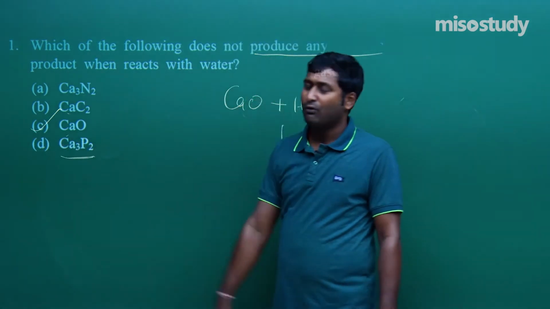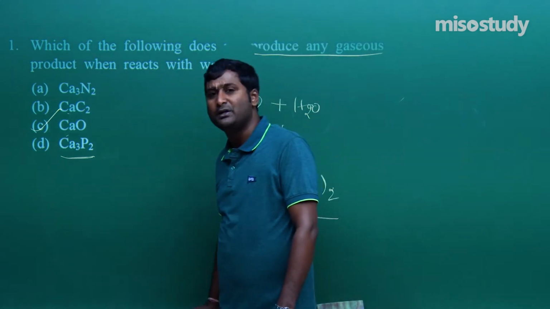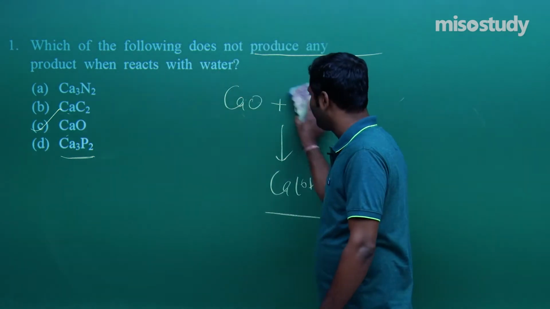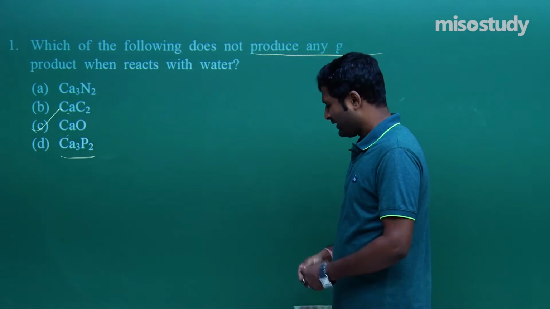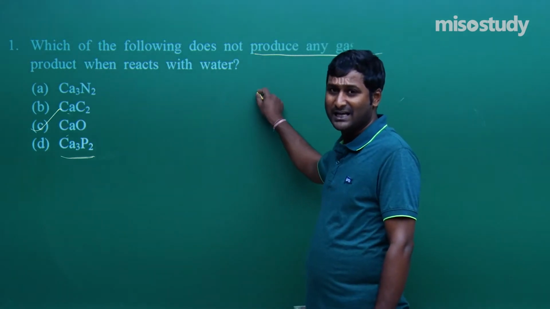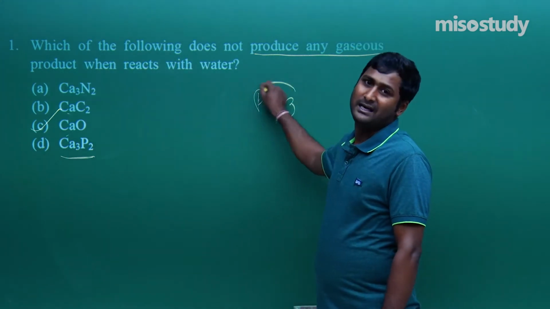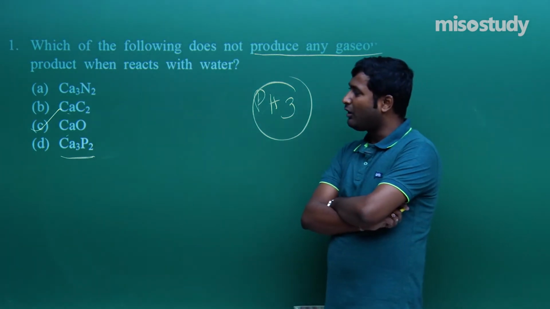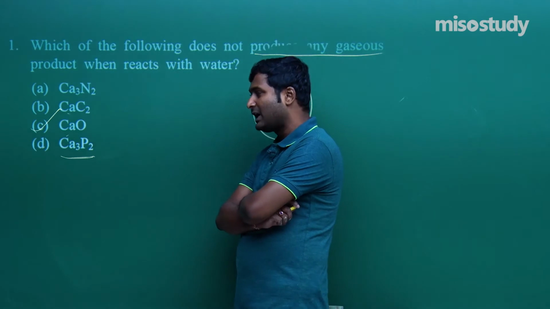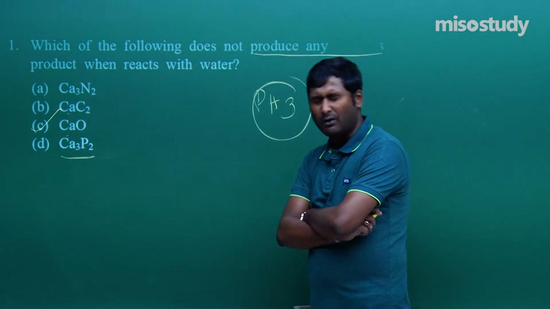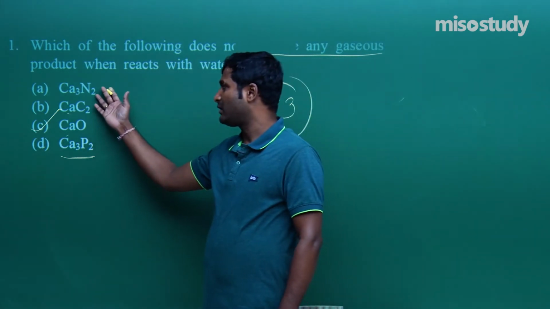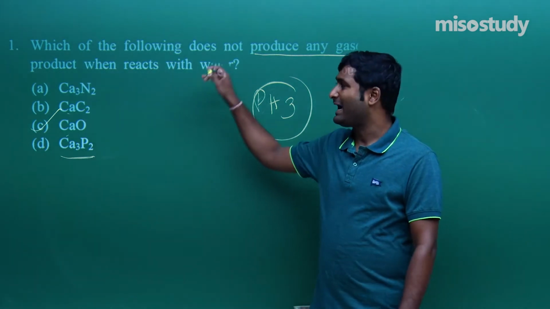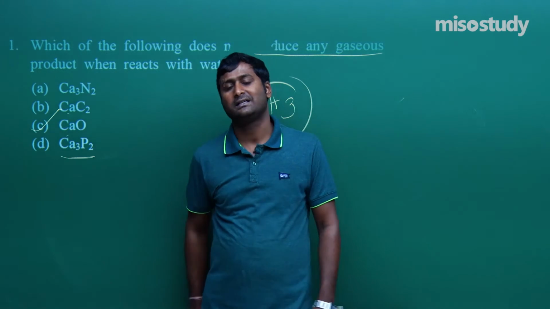What about the fourth option, Ca3P2, calcium phosphide? As we know, when calcium phosphide is treated with water, it liberates a famous gas. Which gas, friend? That is PH3. So in all the four cases, the third one is the case where only slaked lime is formed. But if I talk about this one, this one, this one, there is also a formation of gas as a byproduct. So as per the question, option C is the correct option.